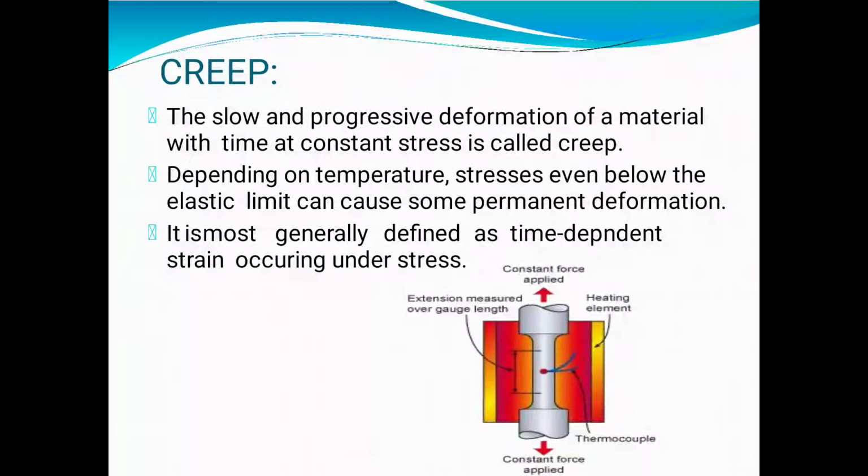Creep: the slow and progressive deformation of a material with time at constant stress is called creep. Depending on temperature, stresses even below the elastic limit can cause some permanent deformation. It is most generally defined as time-dependent strain occurring under stress. This one is the example of creep. Here, if you apply pressure, there will be changes in the material. Here I have shown.